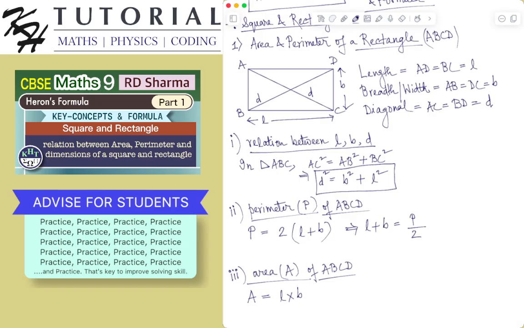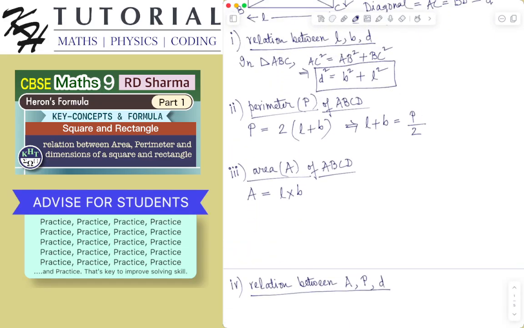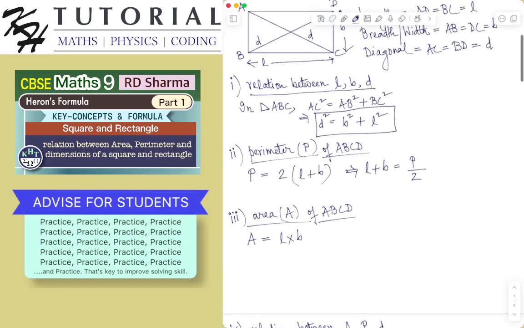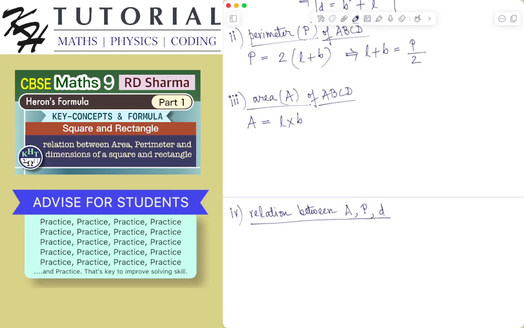Based on this, we can have some interesting relations between area, perimeter and diagonal. So what relation can we have between the area, perimeter and diagonal? Note that I know that (L plus b) whole square is equal to L squared plus b squared plus 2Lb, using the identity (a plus b) whole square is equal to a squared plus b squared plus twice ab. I know this.